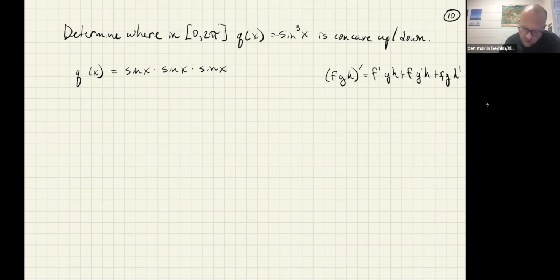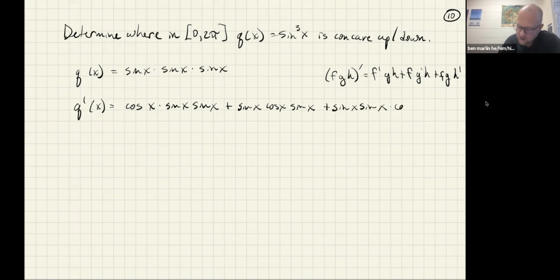Okay, so when I say something about having this q prime of x here, then I can say, well, that is cosine x times sine x plus sine x cosine x sine x plus sine x sine x cosine x. So if you'd like to simplify that, then you could just say it is cosine x times sine squared x. Okay.